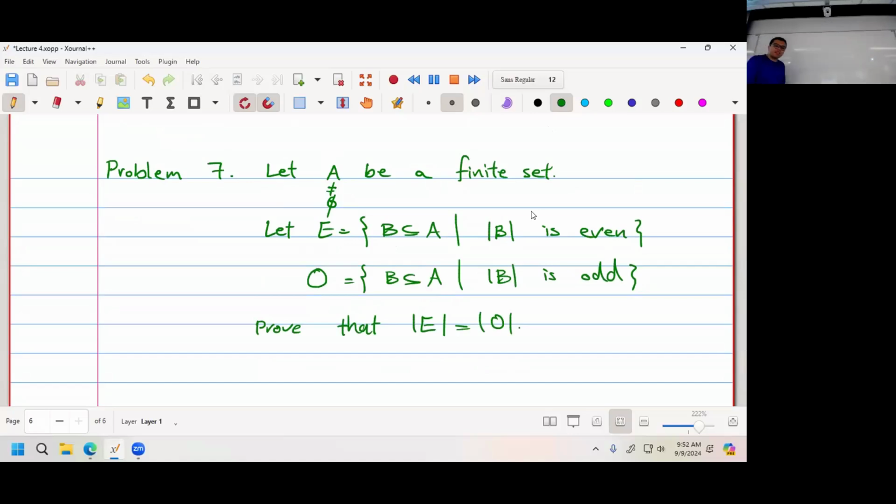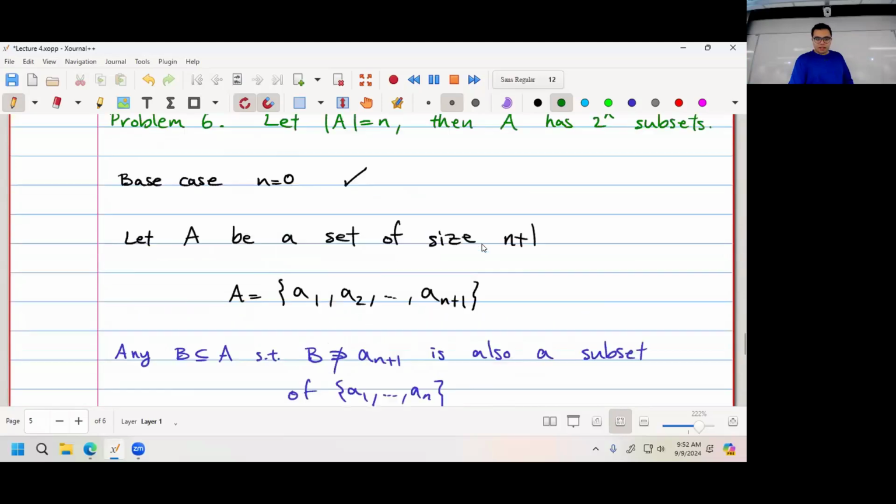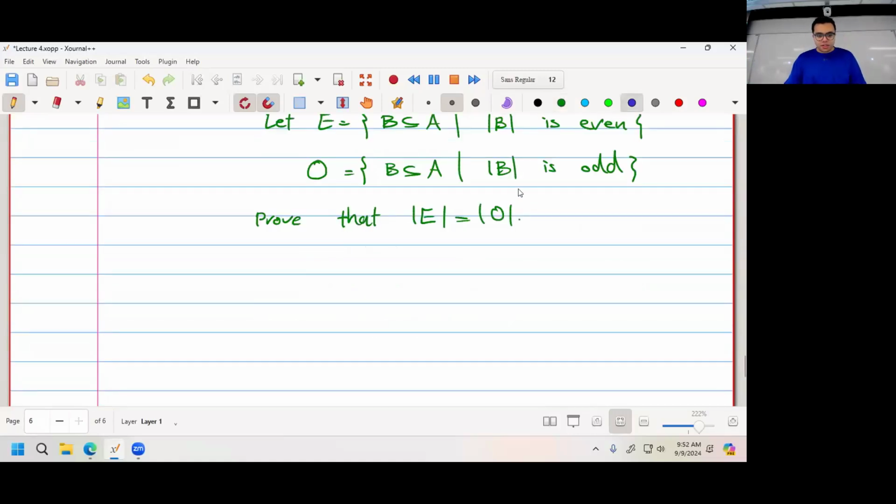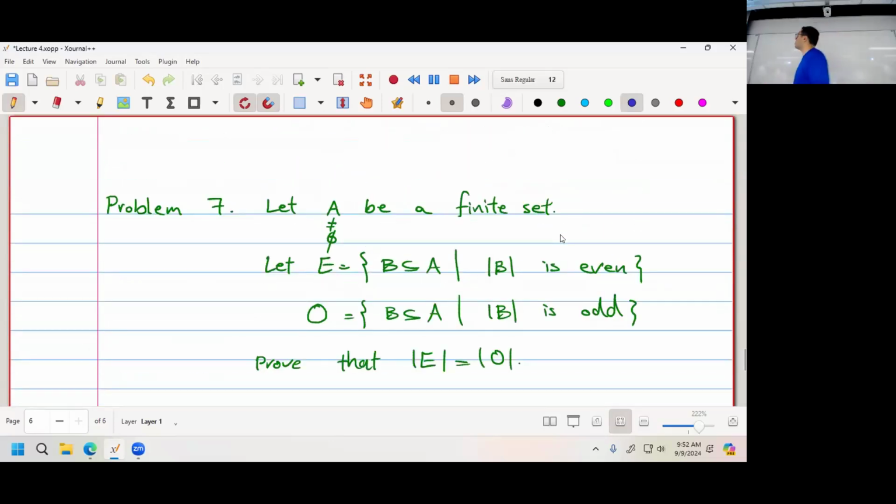So now again, I can try to prove this using induction, or I can prove it in some other way. But let's do it by induction first, and then I'll do it by double counting next. So this is my proof by induction. By the way, what am I doing the induction on? I'm doing induction on the size of the set A. So let's assume that the size of this set is n. I'm doing induction on n.